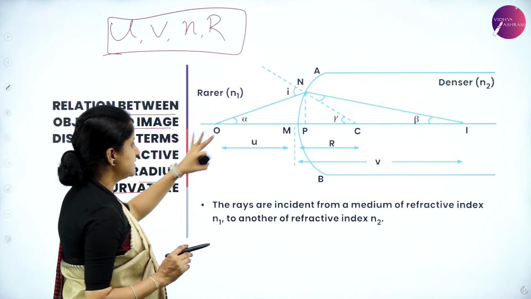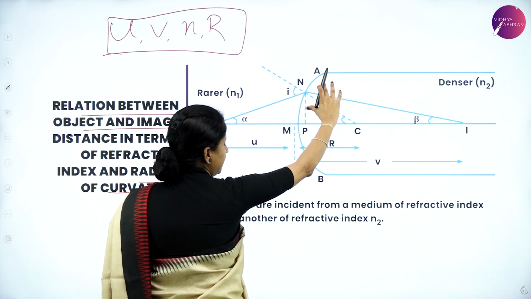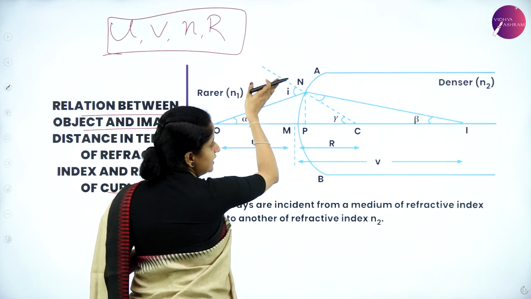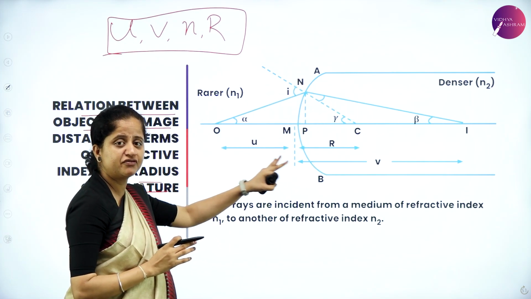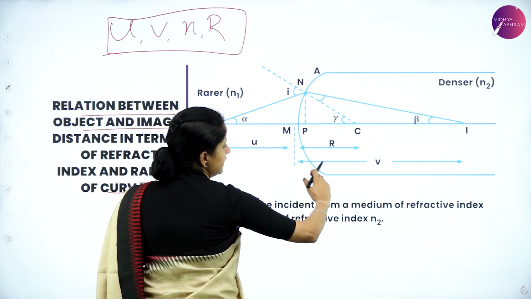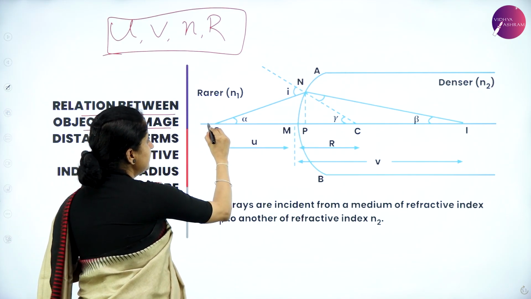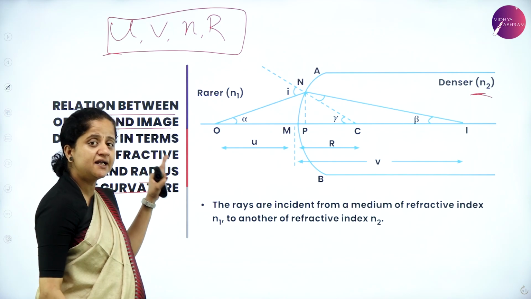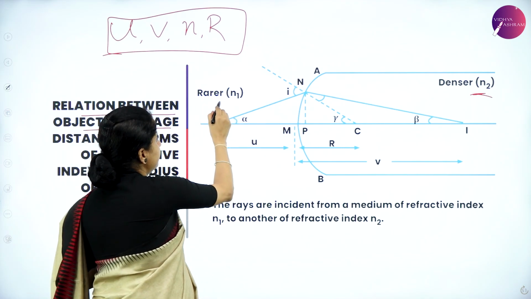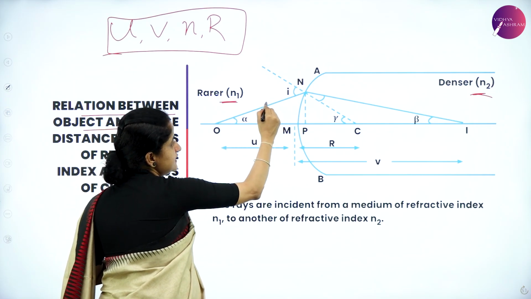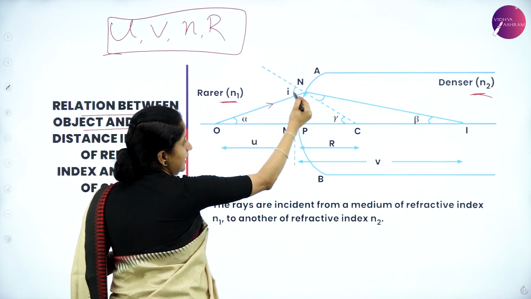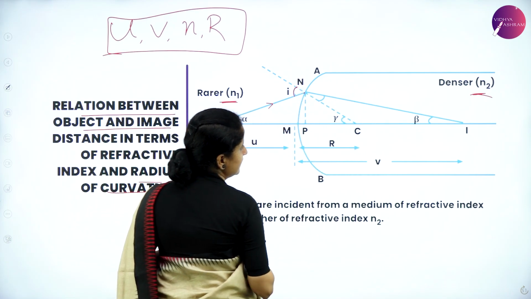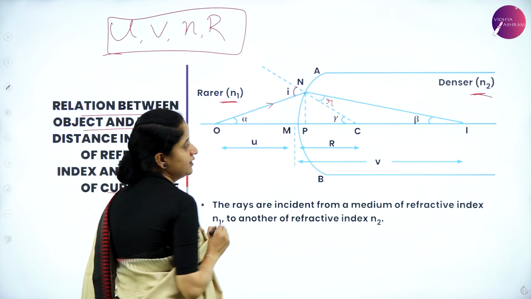For that, I have considered the refractive index of one medium, which means the incident ray is traveling from one medium and moving on to another medium of different refractive index. For example, I have considered a spherical surface here, and I'll consider its refractive index as N2, where the light is incident from another medium of refractive index N1. So this is my incident light, this is the normal, and this is called the angle of incidence. Now it reaches this point, the bending of the light ray takes place, and this is called the angle of refraction.